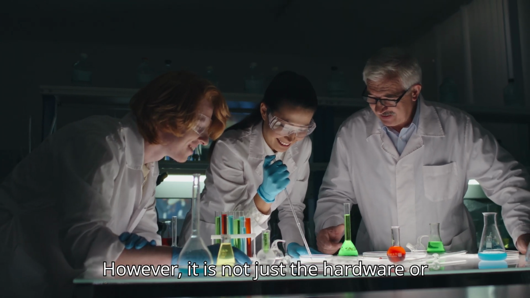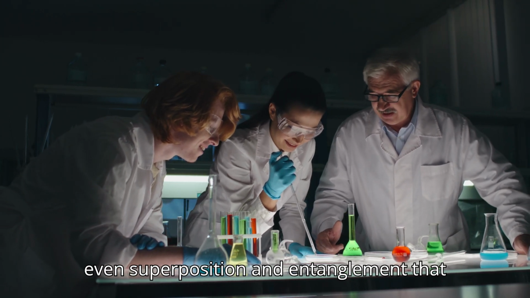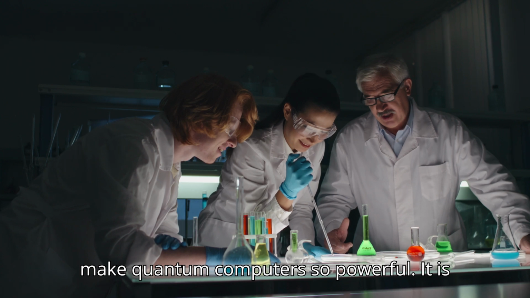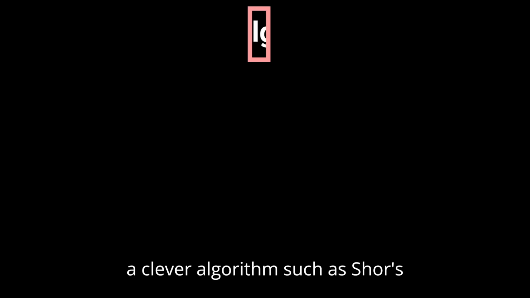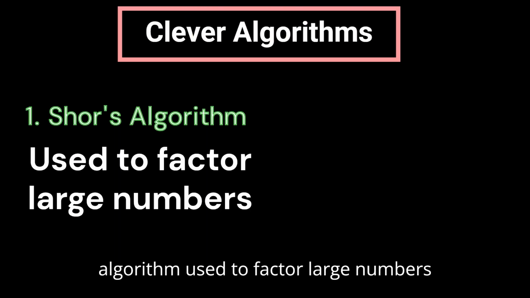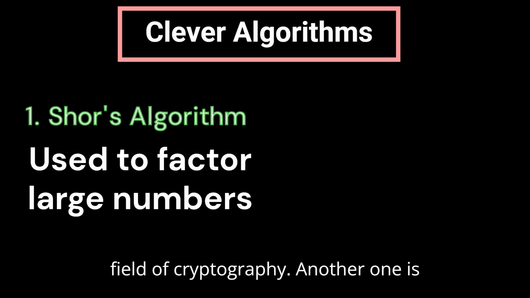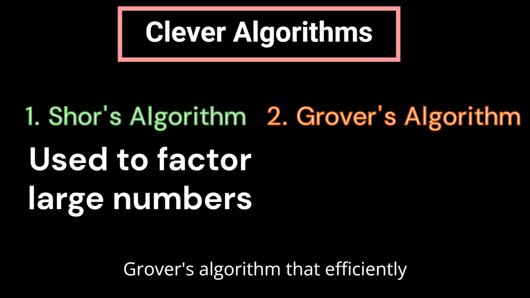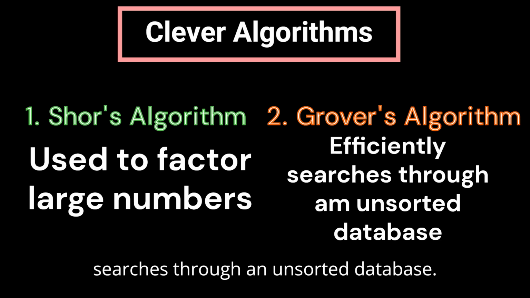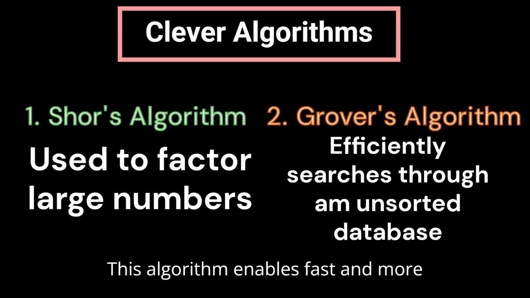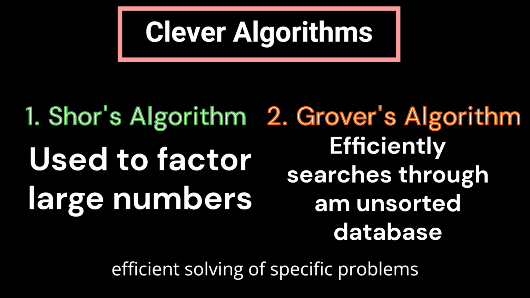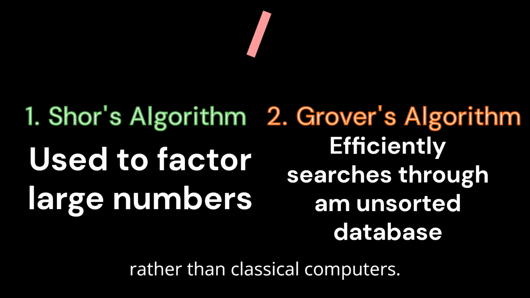However, it is not just the hardware or even superposition and entanglement that make quantum computers so powerful. It is the clever algorithms such as Shor's algorithm, used to factor large numbers and provide huge advancements in the field of cryptography. Another one is Grover's algorithm, which efficiently searches through an unsorted database. These algorithms enable faster and more efficient solving of specific problems than classical computers.